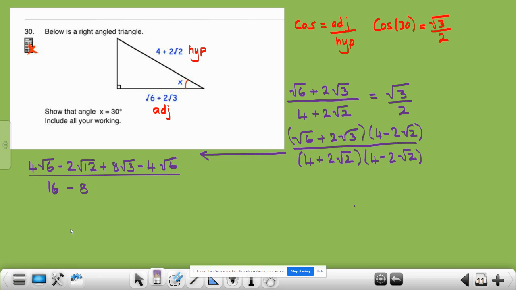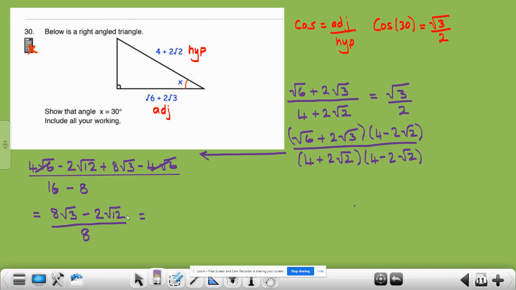Okay. Now let's tidy things up a little bit. So we've got 4 root 6 minus 4 root 6. So they're going to cancel each other out. And so what we're left with, and I'm going to write these the other way around only because there's a minus there, so let's do 8 root 3 minus 2 root 12 over 8. Okay, so we're slowly getting it down. I'm going to start going across now.